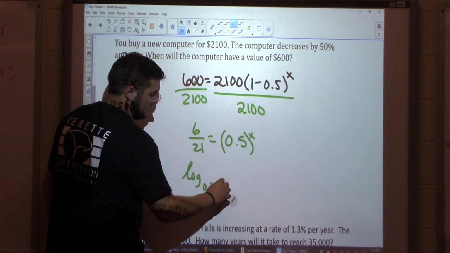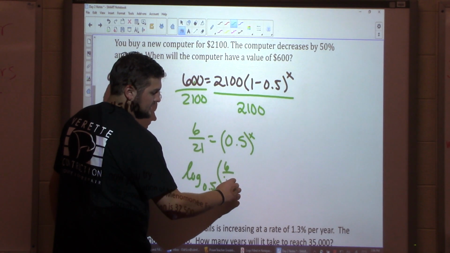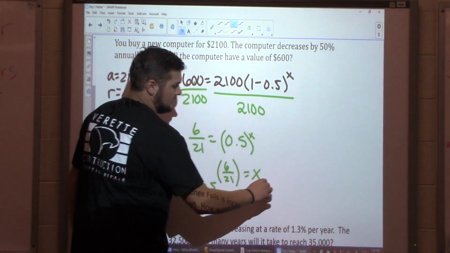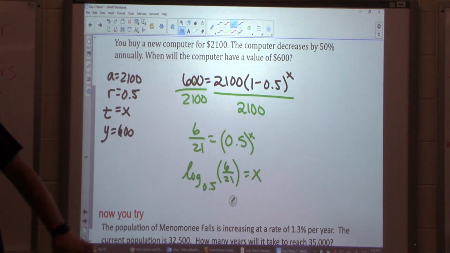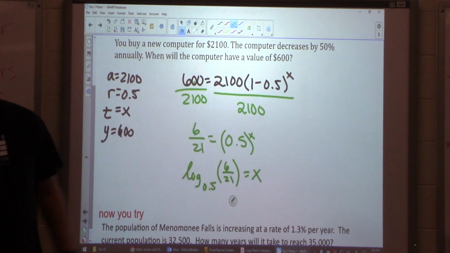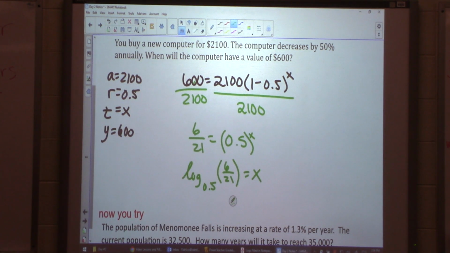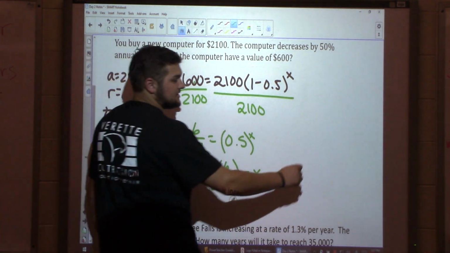Log base 0.5 of 6 over 21 equals x. That's a nice little log I can punch right into my calculator. If you have the older calculator, like I said, you have to change your base: log of 6 over 21 over log of 0.5. Round to the nearest tenth.